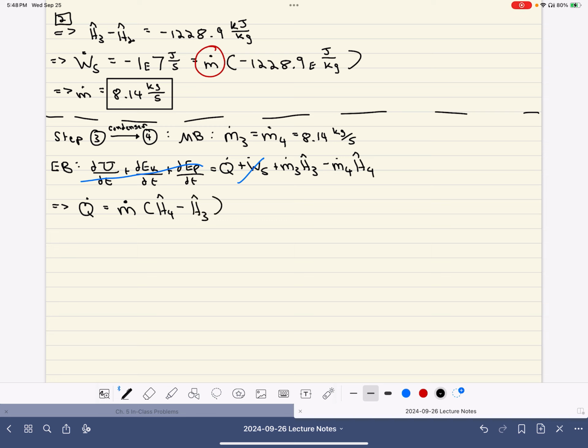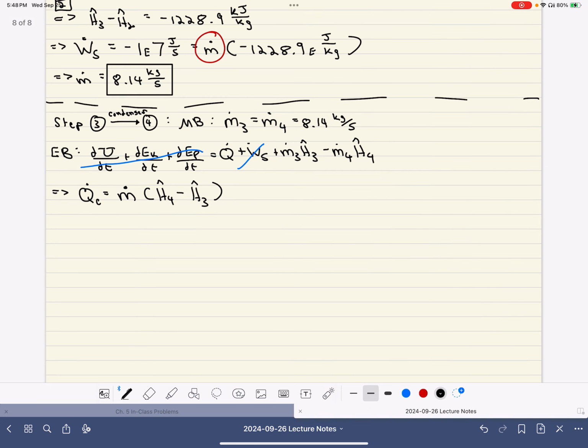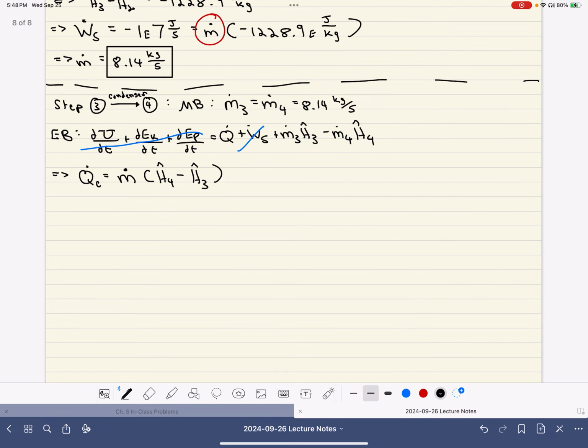So at this point, we know what m dot is based on our turbine analysis. And we actually already have H3 as well from our turbine analysis. And so the only thing we need in order to calculate Q dot or QC is our H4 value. With stream 4, it's operating isobarically, so we know what the pressure is. And then our other assumption is that with a condenser, the outlet stream is going to be a saturated liquid. That's one of the assumptions we made.